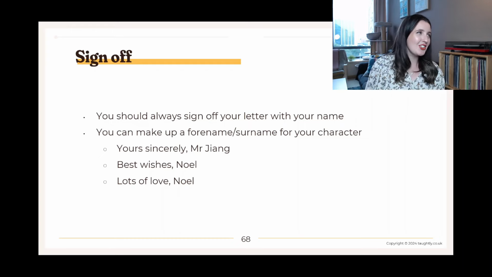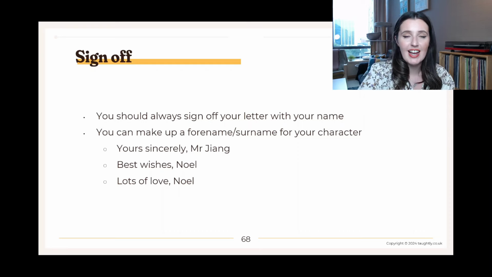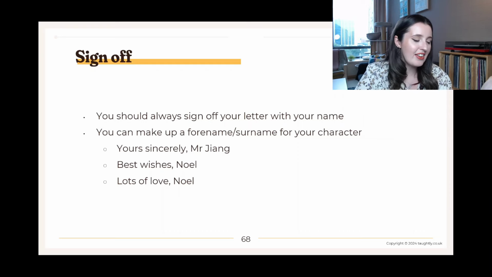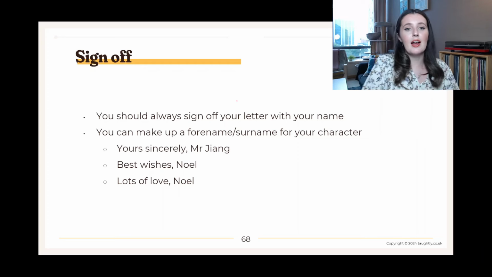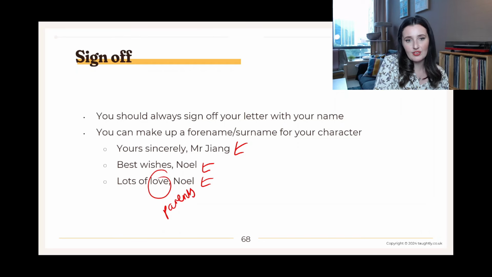This is the thing that students always forget. Like they get it all perfect and then they just end their letter with no sign off. And I'm like, why? How did you even do this? So you should always sign off your letter with your name, and you can make up a forename or a surname for your character if the text doesn't say. So for example, if Miss Salmon is just called Miss Salmon, you make up a first name. You call her Samantha. Fine. So very formal will be yours sincerely, Mr. Jang. In the middle would be best wishes, Noel, and slightly more informal would be lots of love, Noel. I would probably only put lots of love for parents and best friends, people that you actually love, right?